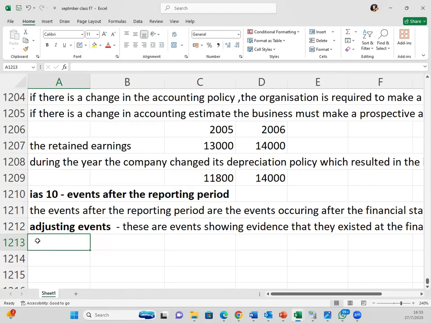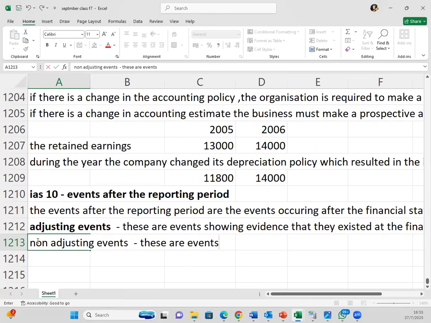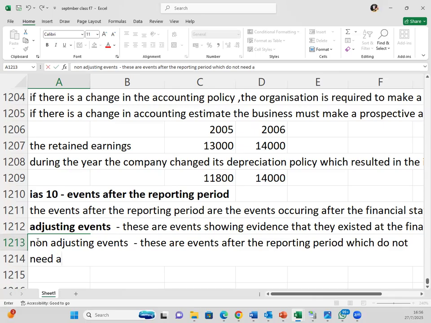Then the non-adjusting events. These are events after the reporting period which do not need an adjustment to the prior financial statement.